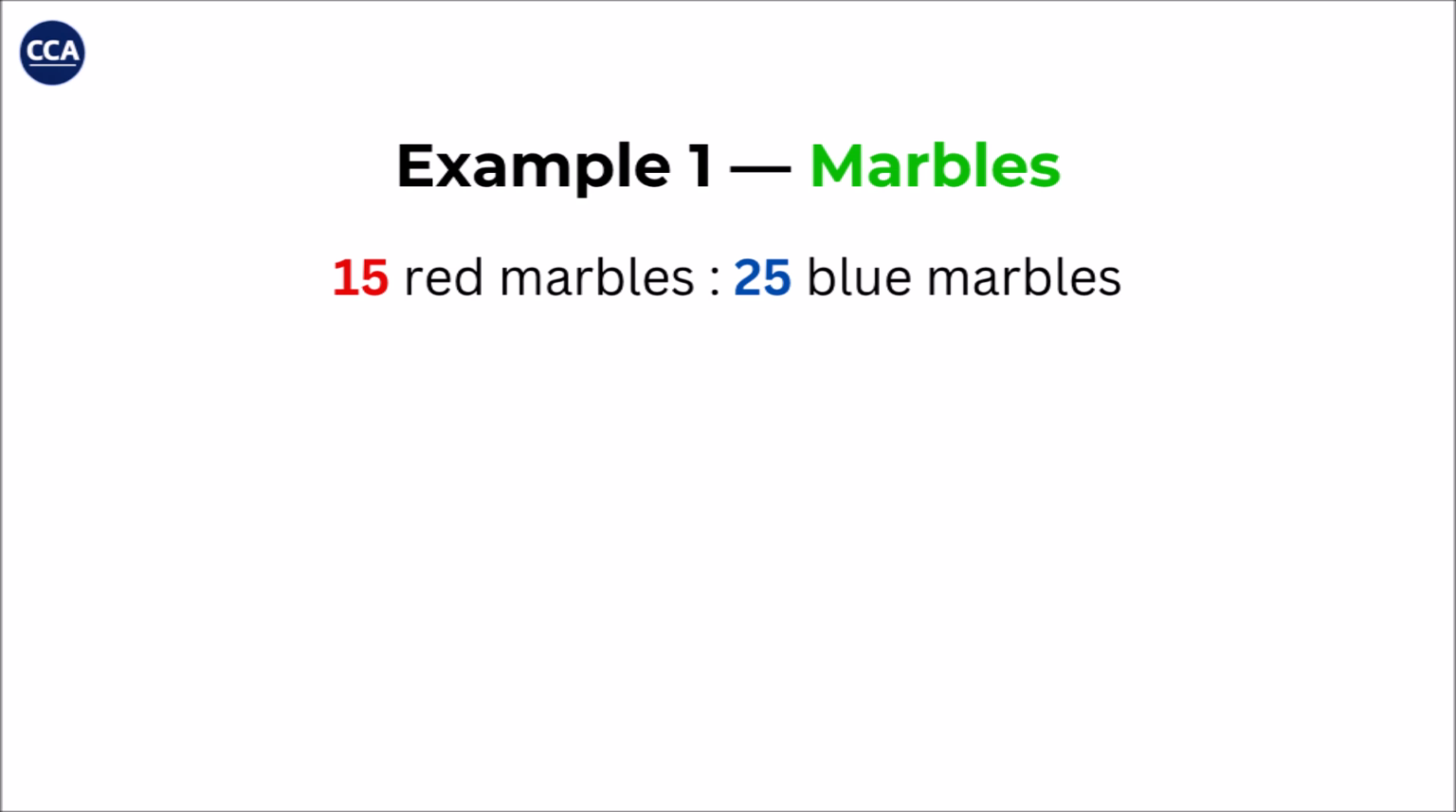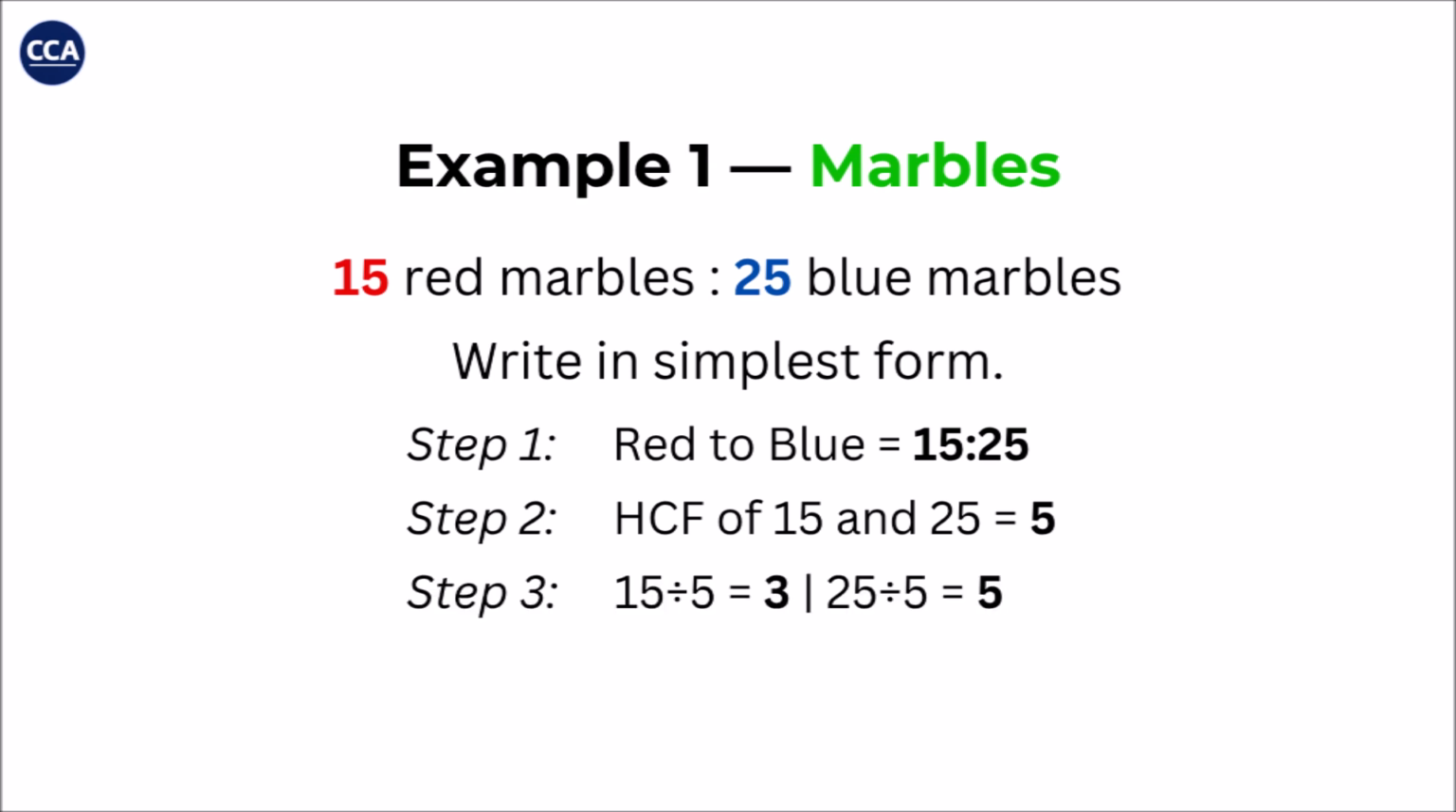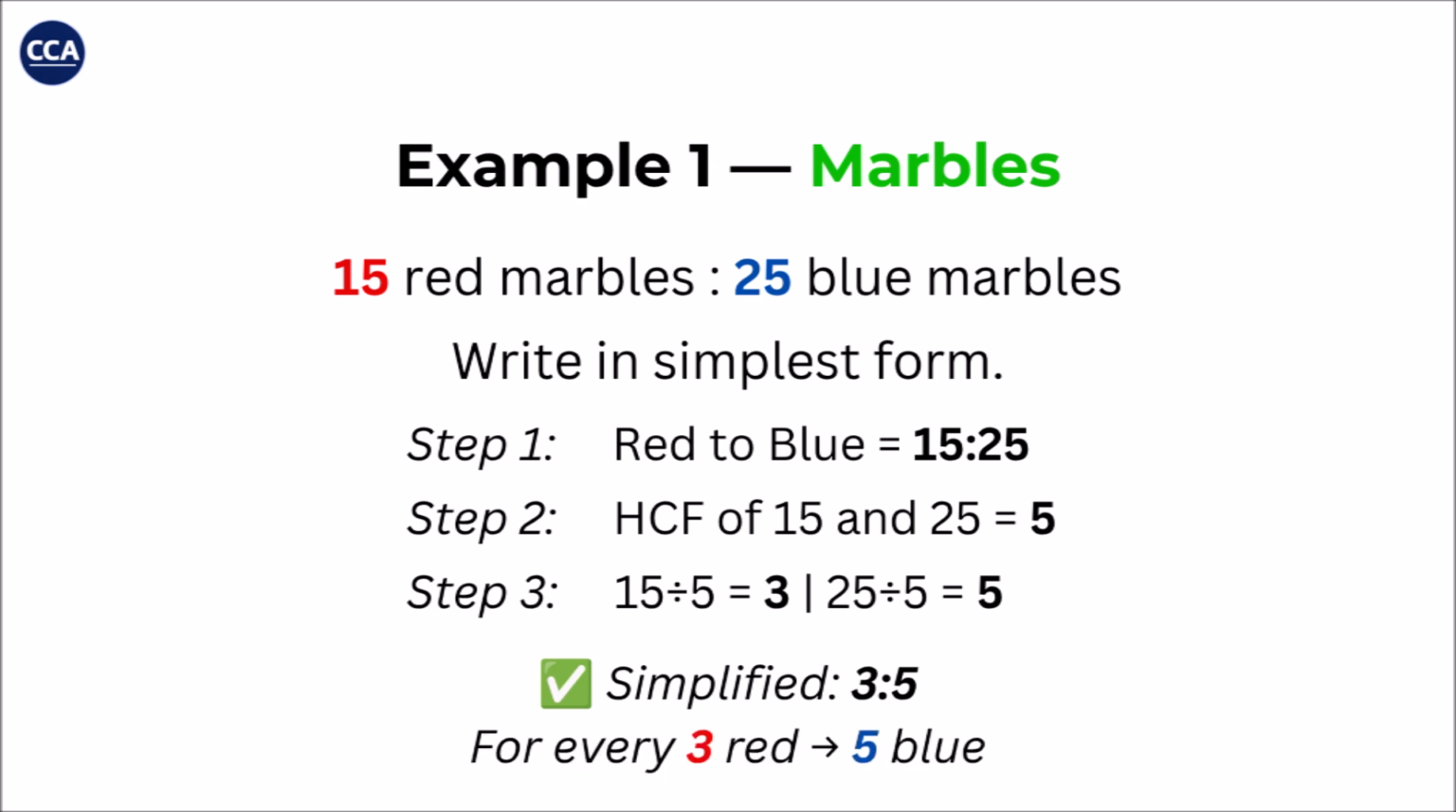Let's try a full example. A bag contains 15 red marbles and 25 blue marbles. Write the ratio of red to blue marbles in its simplest form. Step 1. Write the ratio in the correct order. Red to blue. 15:25. Step 2. Find the highest common factor of 15 and 25. Both are divisible by 5. Step 3. Divide both by 5. 15 divided by 5 equals 3. 25 divided by 5 equals 5. Simplified ratio. 3:5. For every 3 red marbles, there are 5 blue marbles.